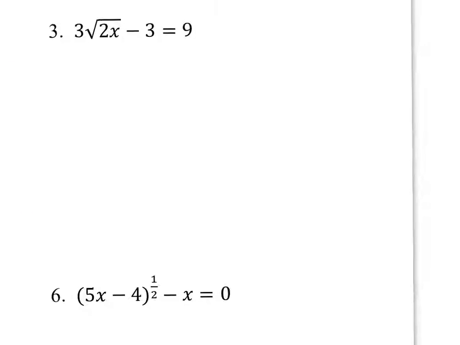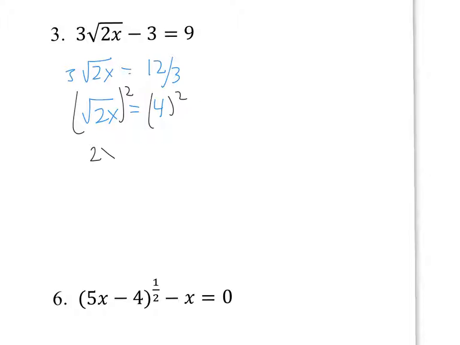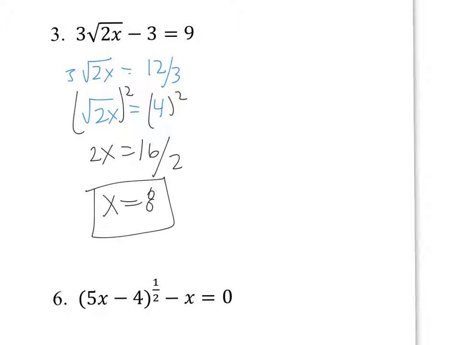Next. So this next one I'm going to add over my 3 first. So I have 3 square root of 2x is equal to 12. Divide by 3. Square root of 2x is equal to 4. Undo the square root. Make sure you square it. 2x is equal to 16. Divide by 2. X is equal to 8. Feeling great with number 8.